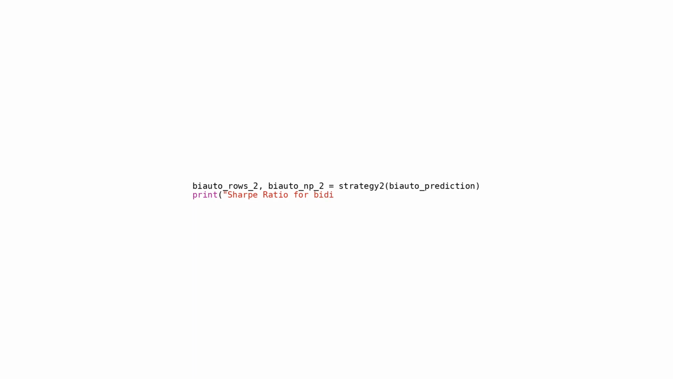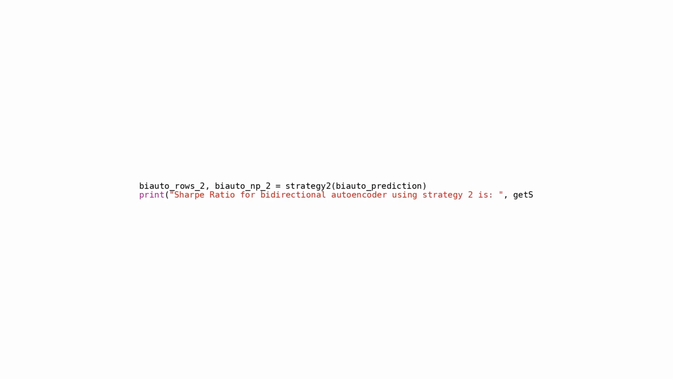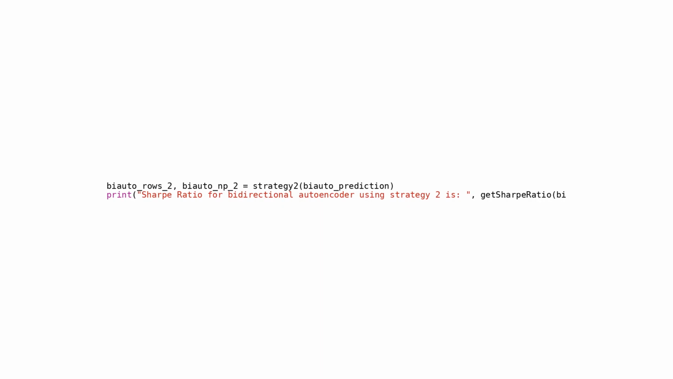Then, a message is printed to the console which includes the string "Sharpe ratio for bidirectional autoencoder using strategy2 is", followed by the result of the function getSharpeRatio applied to gtomp2. The Sharpe ratio measures an investment's return compared to its risk, and is commonly used in the financial world. Overall, this code calculates and displays the Sharpe ratio for a financial strategy.